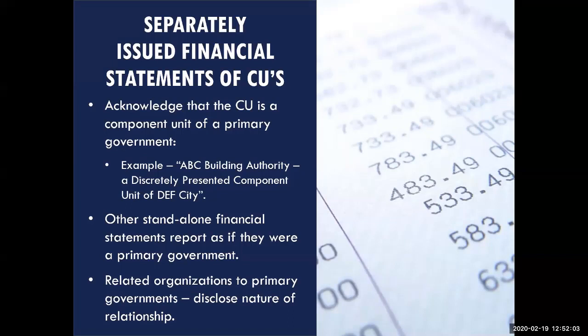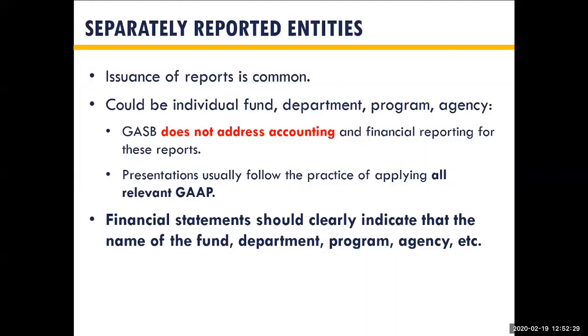Now, obviously, if that component unit does a comprehensive annual financial report, other elements including an introductory section, supplementary information, and statistical section are presented as well. Now, again, for separately issued financial statements of related organizations, the disclosure includes the nature of the relationship with the primary government. I also mentioned at the top of the hour that we would have a quick word on separately reported entities, and I run into a lot of these in practice. This is where a department or an agency or a fund or a program has their own financial report.